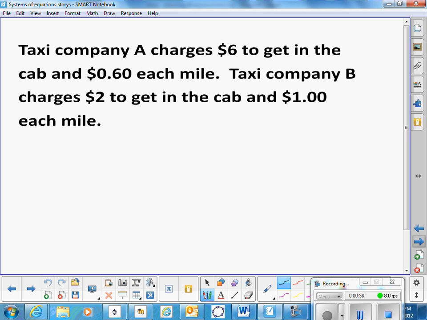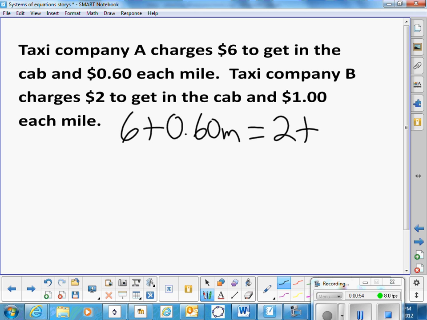So if we were to write the cost of one company, that would be $6 plus 60 cents per mile. If I drive long enough, that will be equal to the other company, which is $2 plus $1 per mile. Now, if those are in dollars, then $1 is 1 and 60 cents is 0.6. 0.60 is acceptable also. Now we just have an equation with variables on both sides.